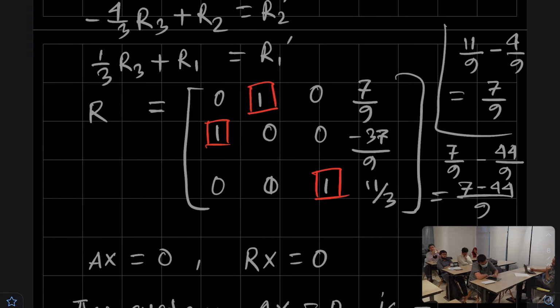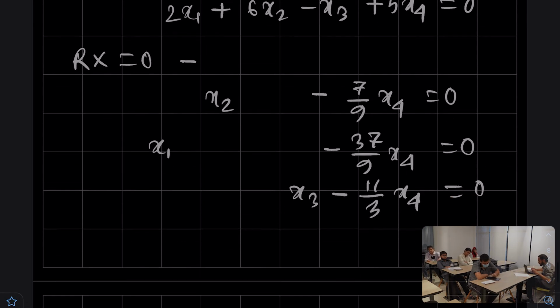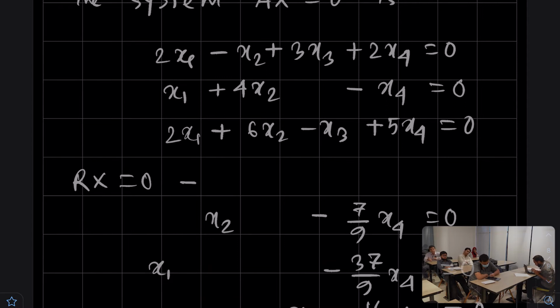So Ax equal to 0, that system has the same set of solutions as Rx equal to 0. But by looking at Rx equal to 0, we can immediately see what the solution of the system of equations is. From the previous theorem, we know that the set of solutions of these two systems are the same. So that's why I wrote all these equations here.